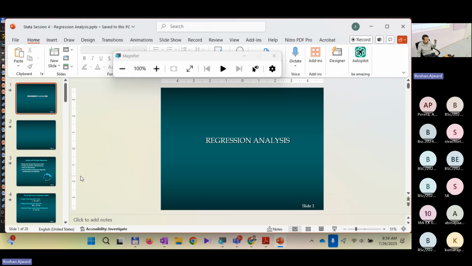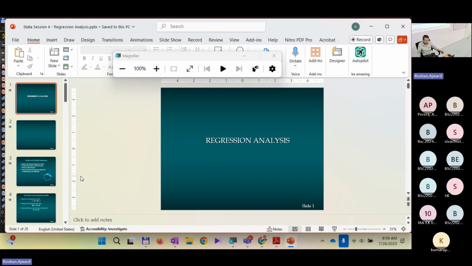Descriptive analysis, I told, is to describe the sample. But correlation analysis, I told, is to see the association or the relationship between two variables. Then why do we perform regression analysis? What's the purpose of performing regression analysis? That's what we have to understand. So when it comes to regression analysis, we perform it for two reasons.